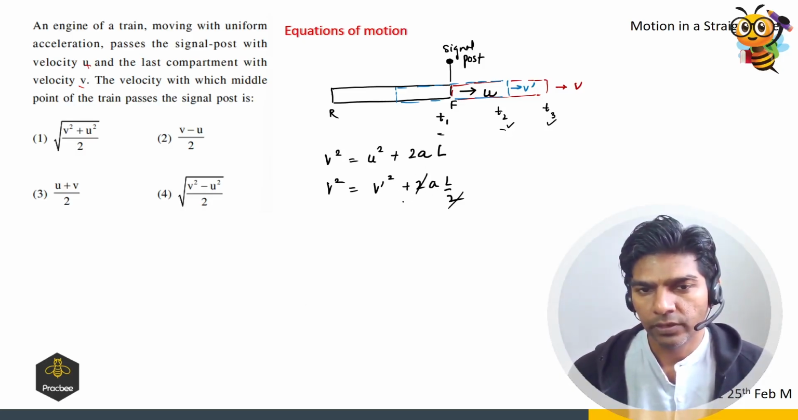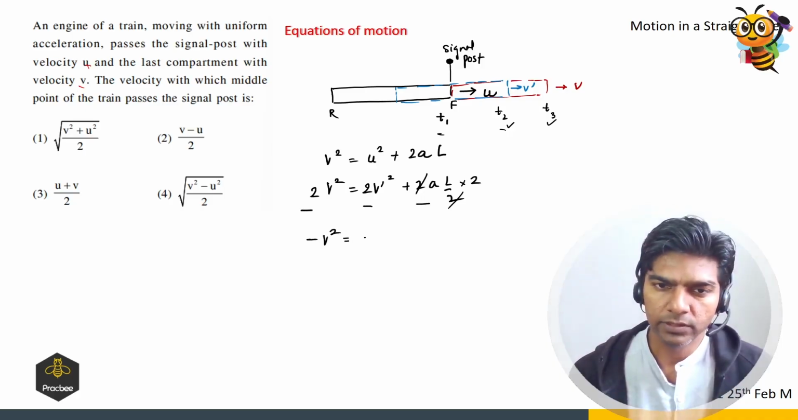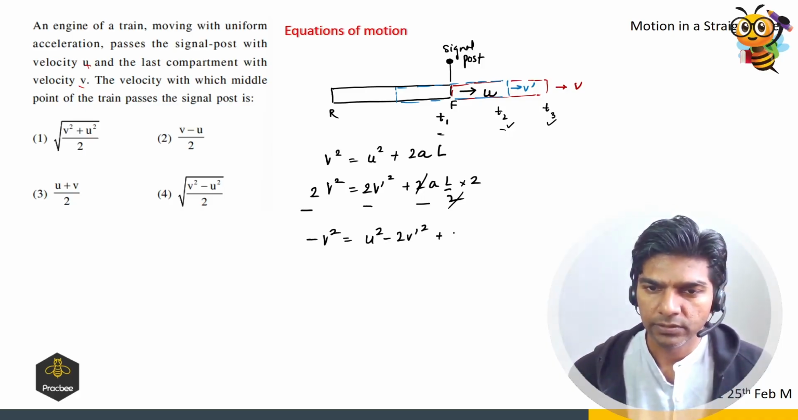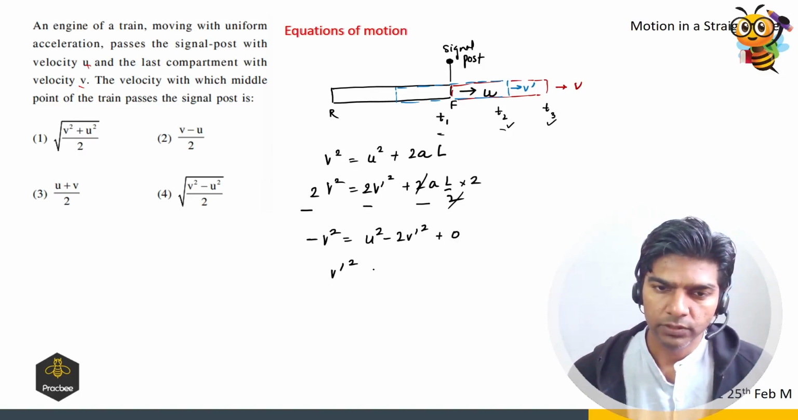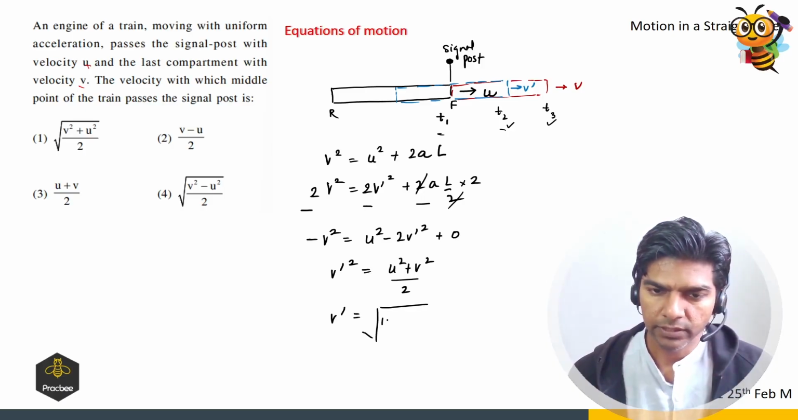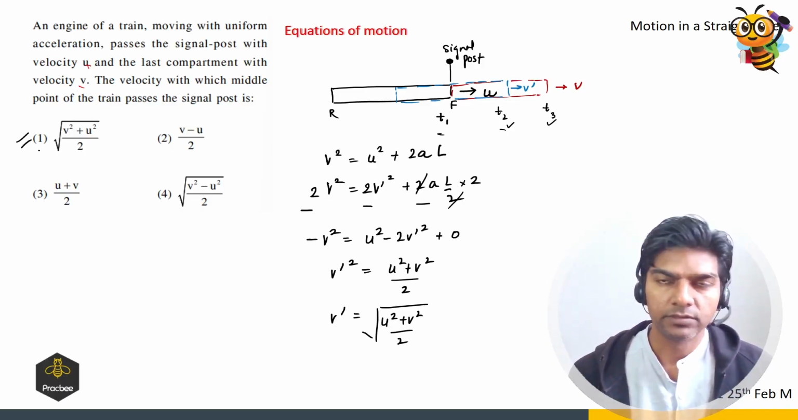So let us multiply this equation with 2, and now we can subtract these two equations. We'll get minus v square is equal to u square minus 2v prime square plus 0. So v prime square is equal to u square plus v square by 2. So v prime is the root of this, root of u square plus v square by 2. So option 1 is the right answer.